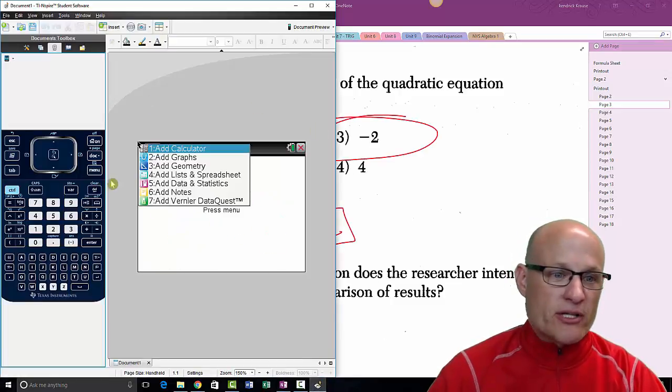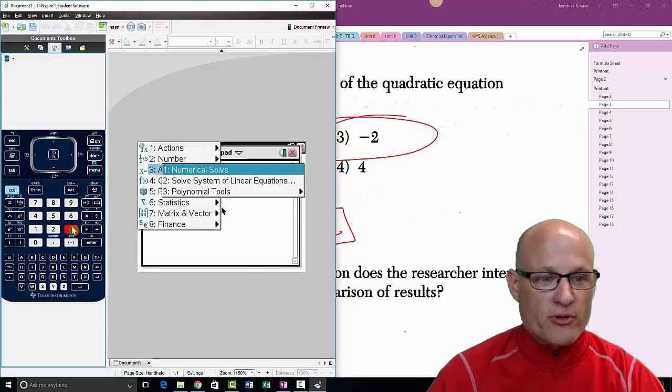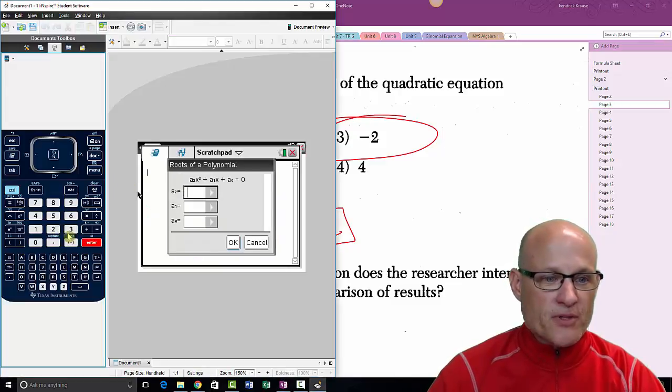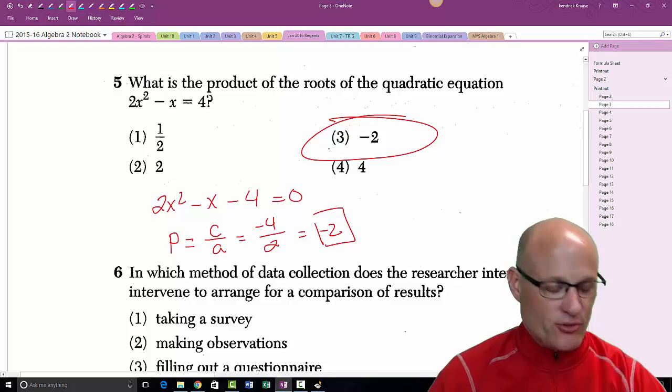You could have gone into your calculator mode, menu 3, 3, 1, and type those in. 2, negative 1, negative 4. Enter, enter, enter. Oh, that's not good. I'd have to find the product of those roots, and that's kind of ugly. But the answer is negative 2.